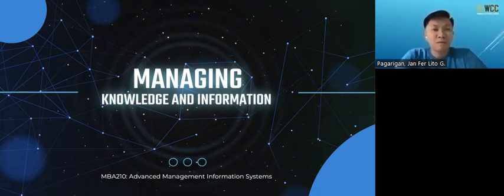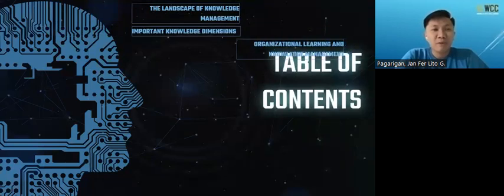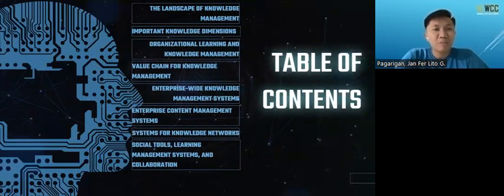The content of my report would be the landscape of knowledge management, important knowledge dimensions, organizational learning and knowledge management, value chain for knowledge management, enterprise-wide knowledge management systems, enterprise content management systems, systems for knowledge networks, social tools, learning management systems, and collaboration. And lastly would be the knowledge work systems.